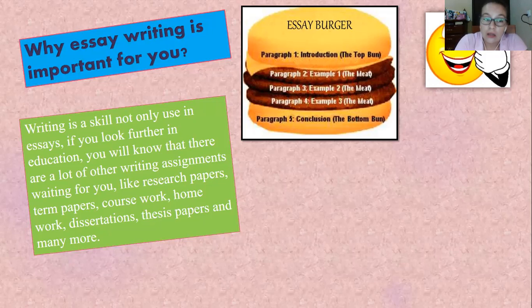Very good. Nice. Very nice. Writing is a skill not only used in essays. If you look further in education, you will note that there are a lot of other writing assignments waiting for you, like research papers, term papers, coursework, homework, dissertation, thesis papers, and many more.